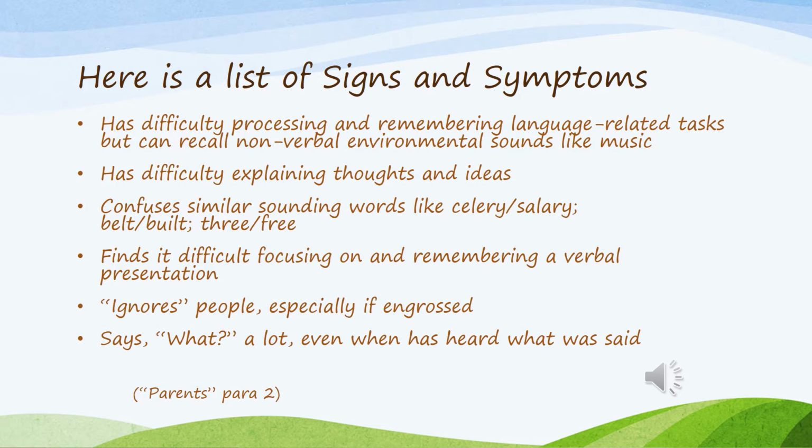Here is a list of symptoms and signs. A child with auditory processing disorder has difficulty processing and remembering language-related tasks, but can recall nonverbal environmental sounds like music. They have difficulty explaining thoughts and ideas. They confuse similar sounding words like celery and salary, belt, built, three and free. They find it difficult focusing on and remembering a verbal presentation. They ignore people, especially if engrossed. They say "what" a lot, even when they have heard what was said.